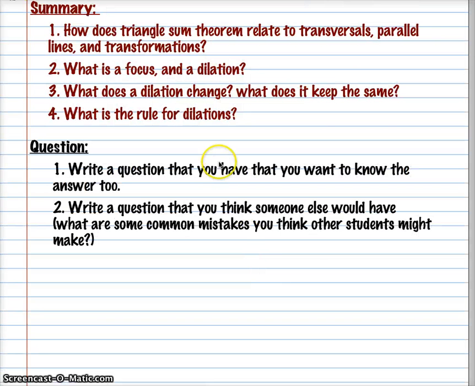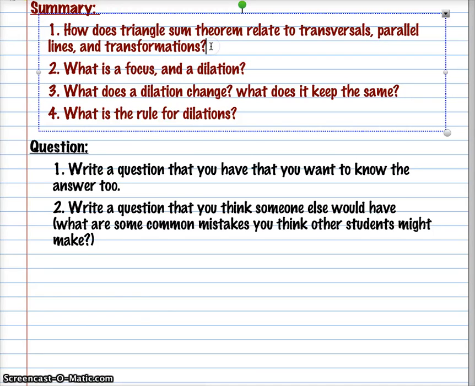Okay, so here are some summary questions, and again, the questions you should be asking. So in your summary, try and answer these ideas. And this first one is specifically talking about 3.5. How does the triangle sum theorem relate to transversals, parallel lines, and transformations? Maybe how do transformations prove the triangle sum theorem? That's another good question that I forgot to write down. Actually, let's write it down right now, just so you don't forget and you can see it.